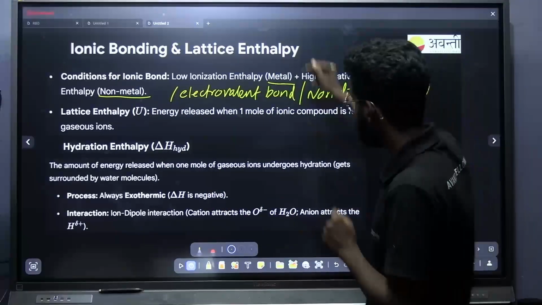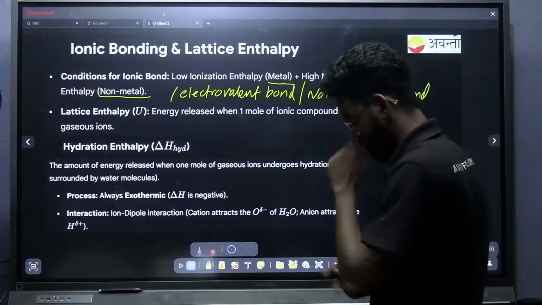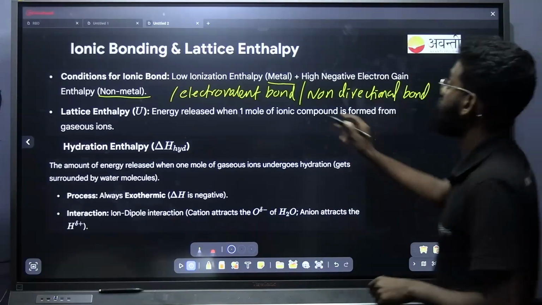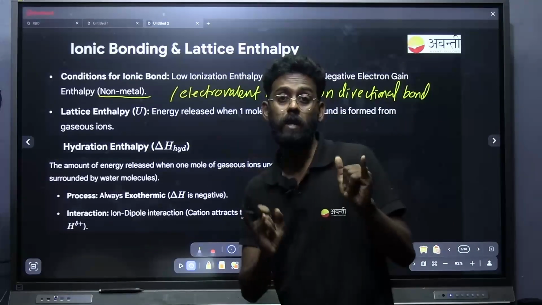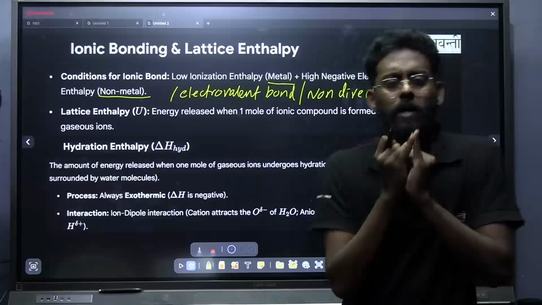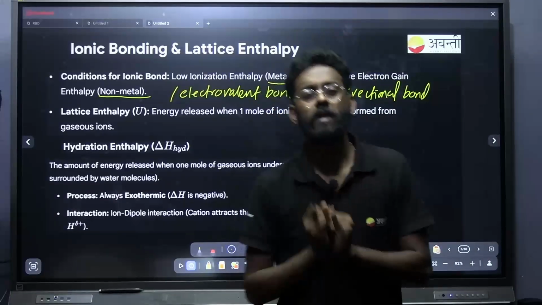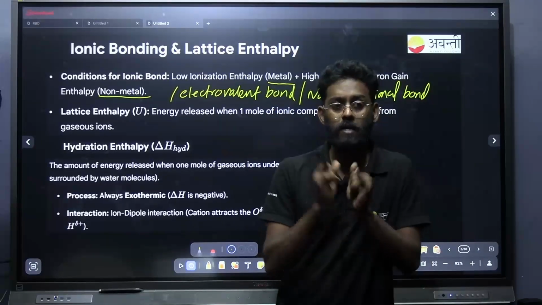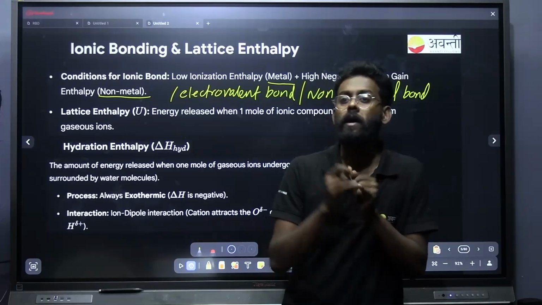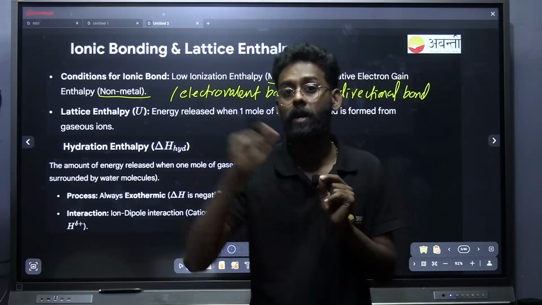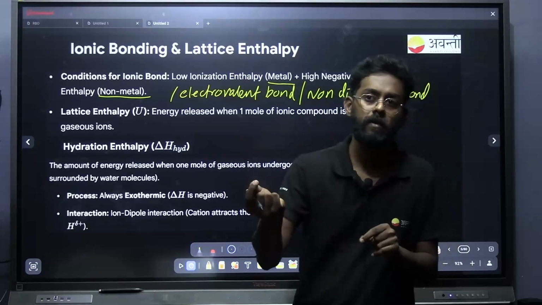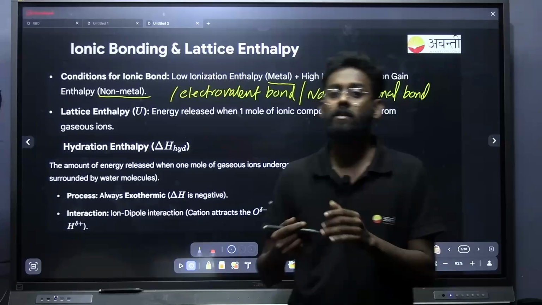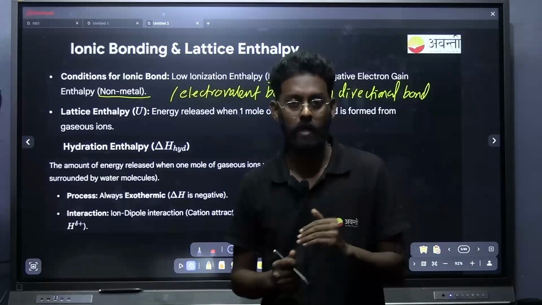It happens between a good metal and a good non-metal. What is meant by a good metal? What is the property of a metal? It has to lose electrons, it has to donate electrons. So which metal can donate electrons very easily? That metal which has less ionization energy.